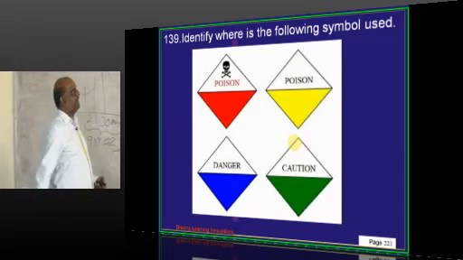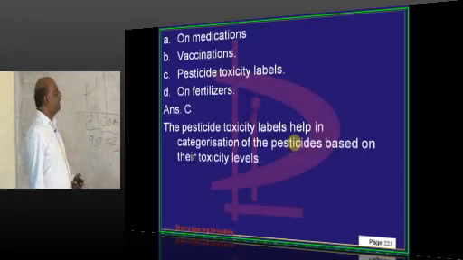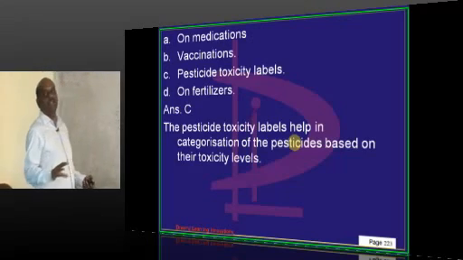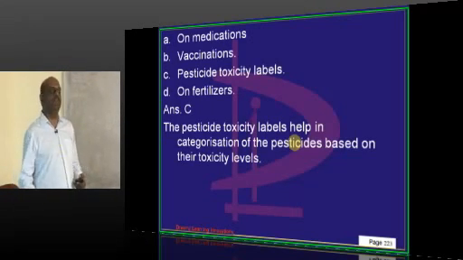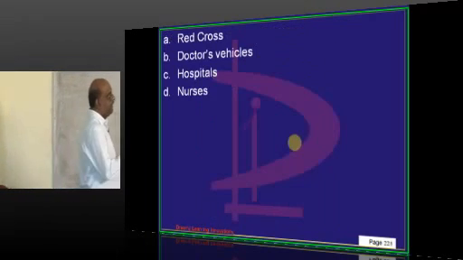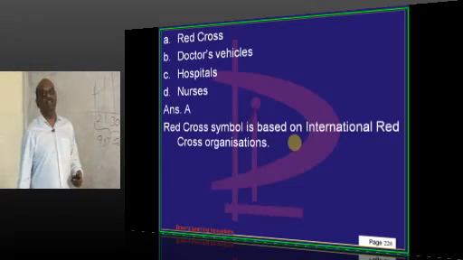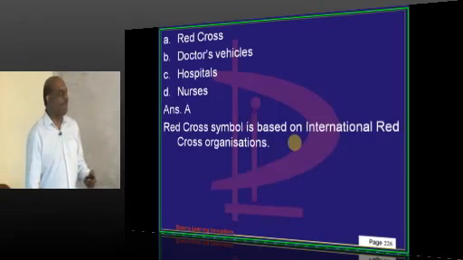Then what is this? A good question. Identify what this symbol is. Typically it is the pesticide toxicity labels, which help in categorization of the pesticides based on their toxicity levels. So this is the typical red cross. I think this is the cheapest question in the entire exam.